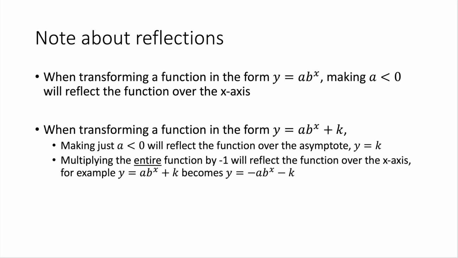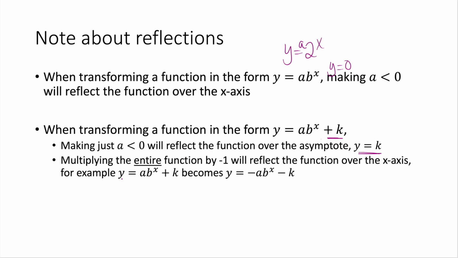So when we're transforming a function that's in the form y equals a b to the x, like when we had y equals 2 to the x, if you add in a value of a that's less than 0, it's going to reflect it over the x-axis. However, if you have a function that's in the form y equals a b to the x plus k, just making a negative is actually going to reflect it over the asymptote. What's different here is this function has an asymptote of y equals 0. This function, since it has the plus k, will have an asymptote of y equals k. So if you only make a less than 0, it's going to reflect it over the asymptote. To reflect it over the x-axis, you have to make the entire function negative.